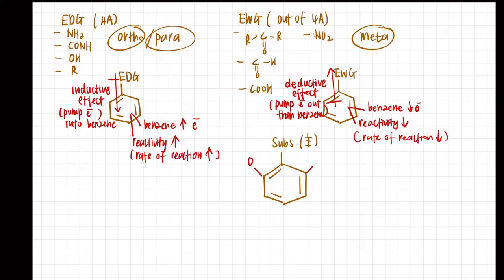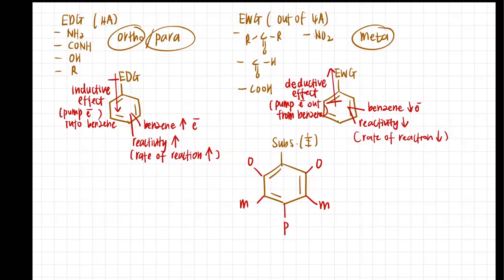are called ortho. This is the ortho position. And then this one is the meta position. And the last one, the opposite of the substituent, will be the para position. So it depends on your substituent.